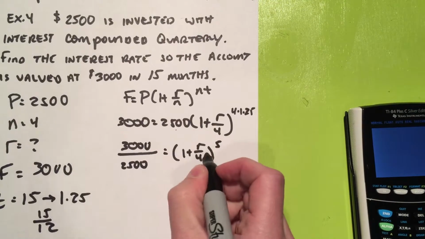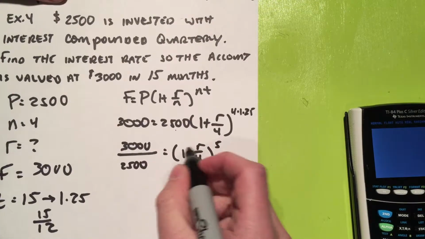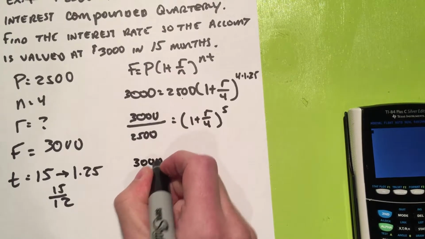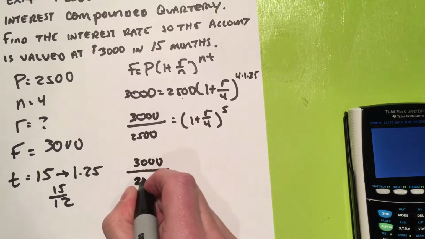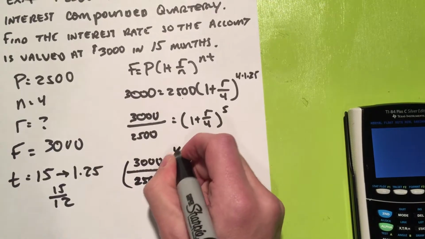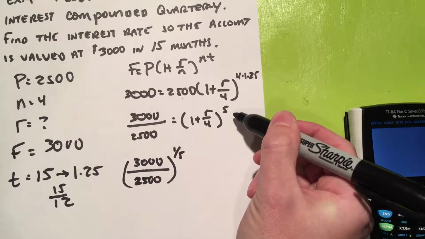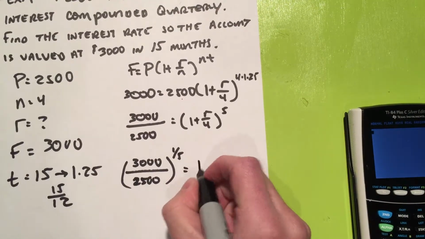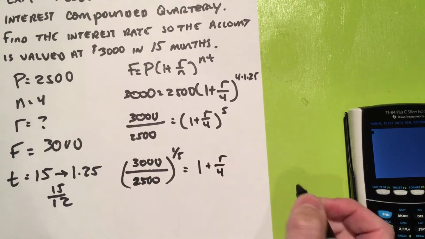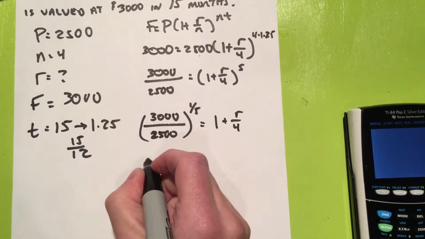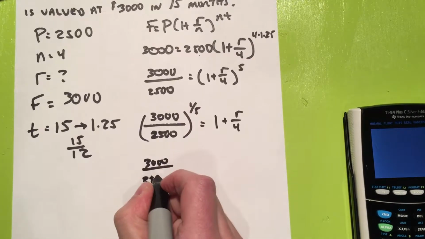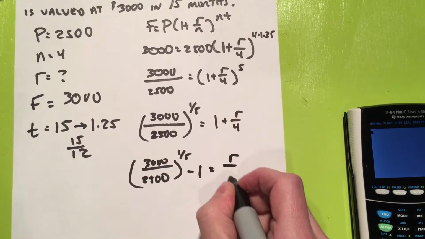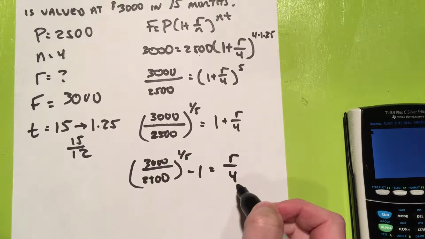We see the variable is inside the parentheses, so we need to work from the outside. Get rid of that 5. I'm going to take the 5th root of both sides. So I've got 3,000 divided by 2,500 raised to the 1/5 power. 5th exponent, 1/5. That is the 5th root. That will eliminate that. We've got on the right side 1 plus r over 4. Subtract 1. 3,000 over 2,500 raised to the 1/5 minus 1 equals r over 4. Multiply by the 4, the whole thing.